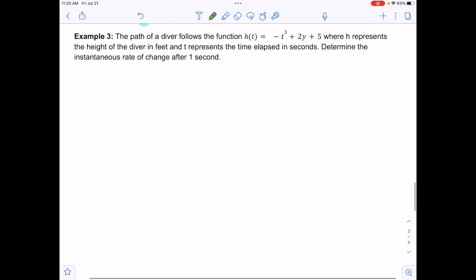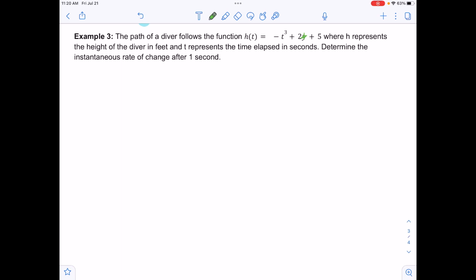The path of a diver follows the function h(t) = -t^3 + 2t + 5, where h represents the height of the diver in feet and t represents the time elapsed in seconds. Determine the instantaneous rate of change after 1 second.